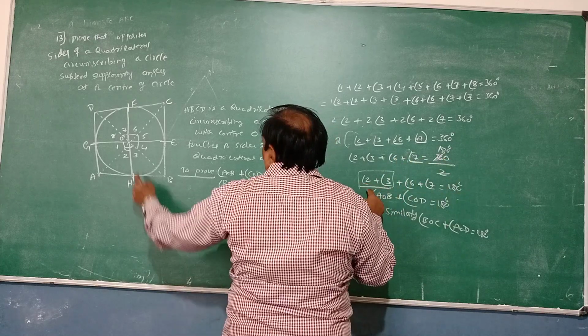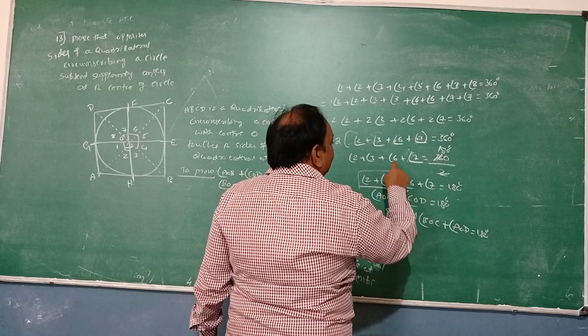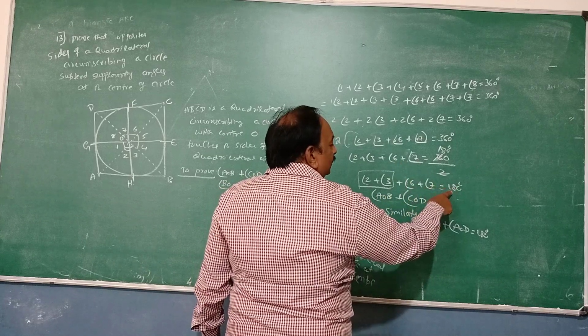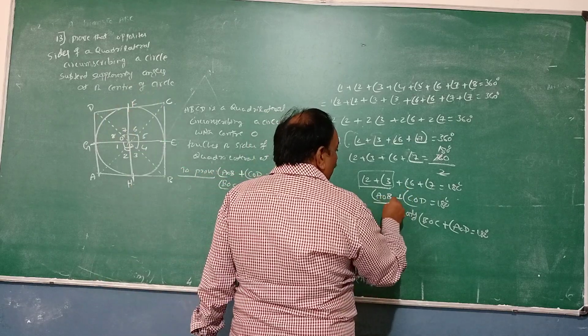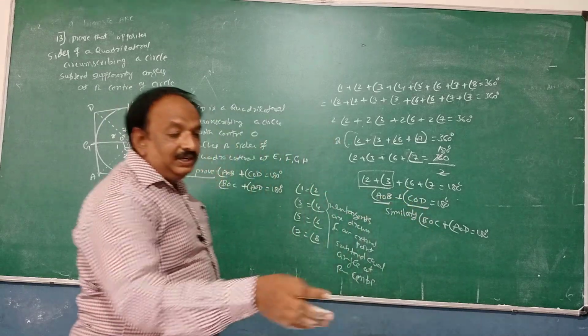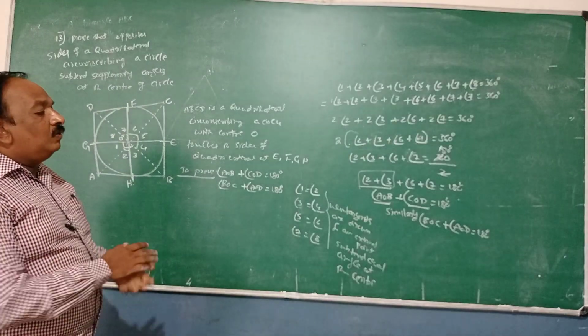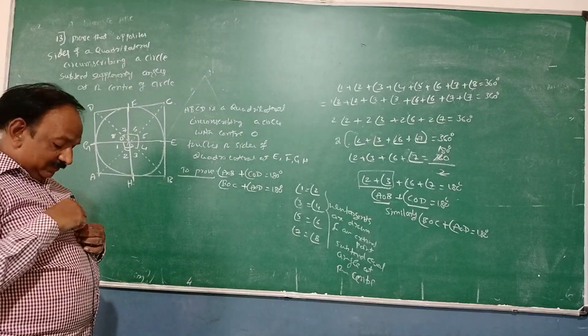What is angle 2 plus angle 3? AOB. Angle 6 plus angle 7 is COD. Therefore AOB plus COD is equal to 180 degrees. Similarly, we can prove that BOC plus AOD is equal to 180 degrees.